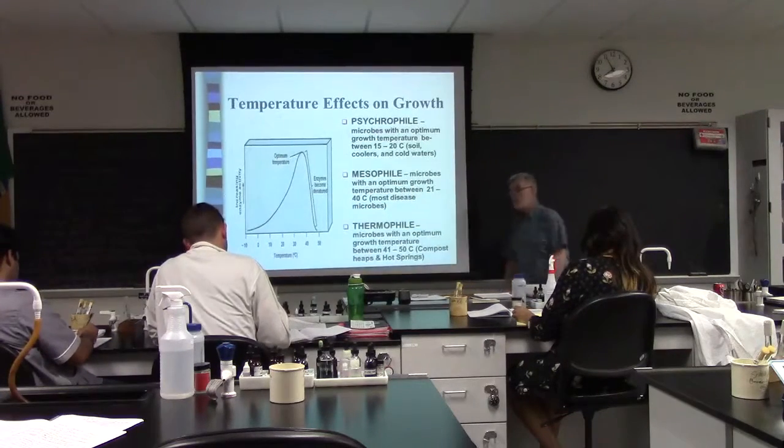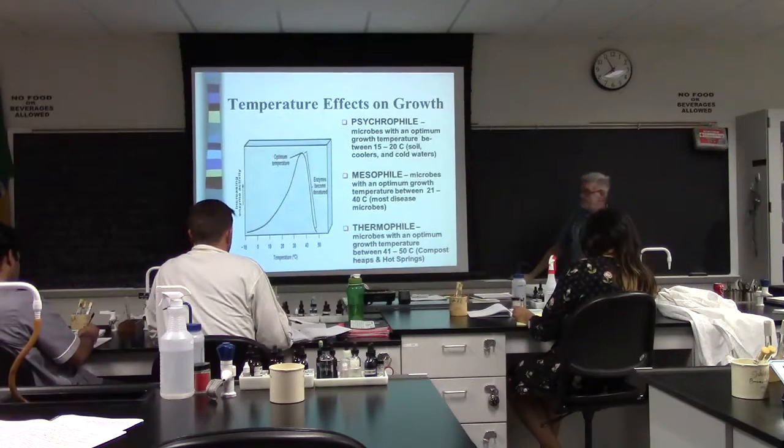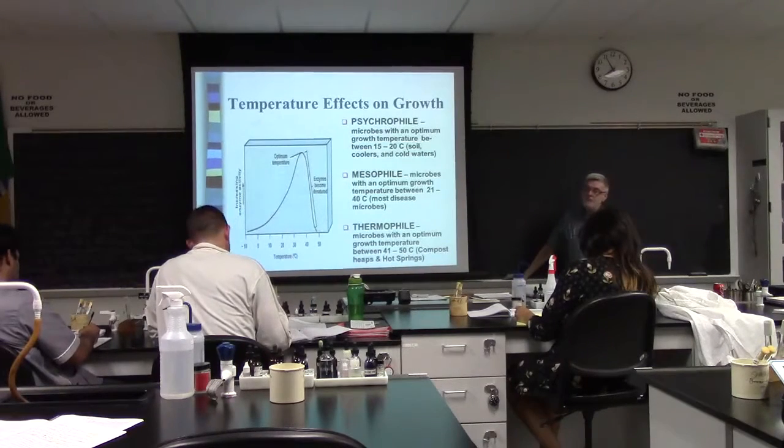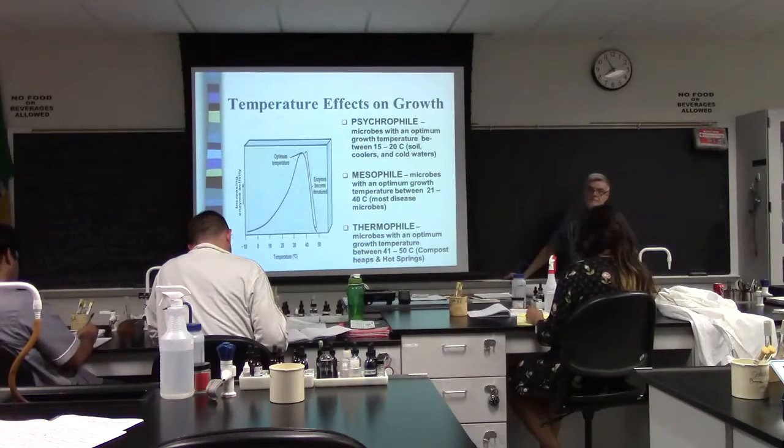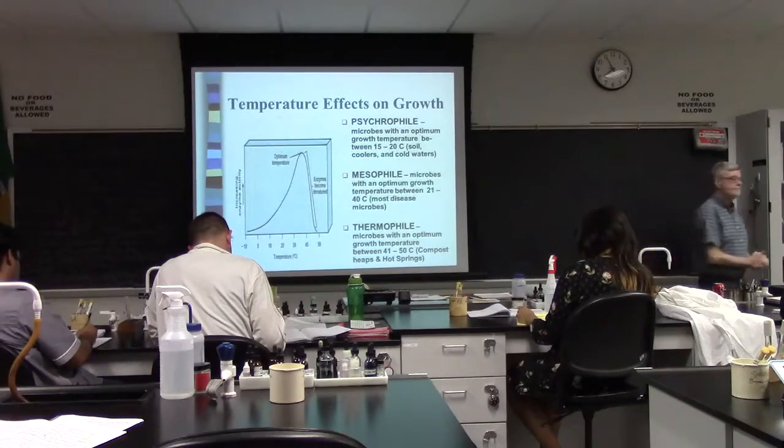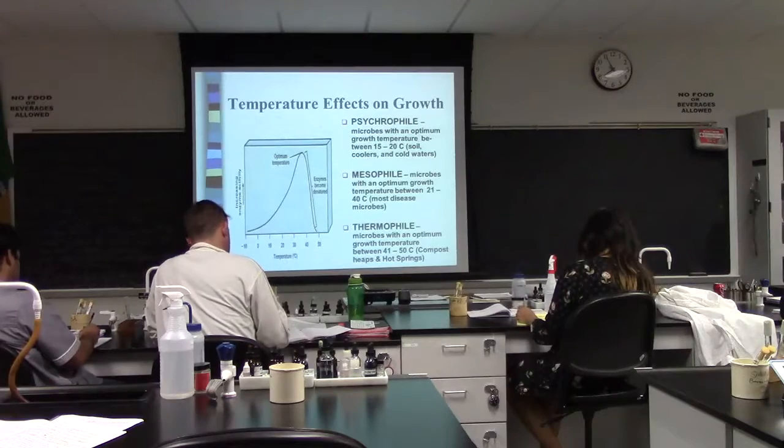From 41 to 50 centigrade is a thermophile, and from 50 to over 100 is the hyperthermophile. Remember, things that live in boiling water are hyperthermophiles. Any questions? I'm going to fly through here.